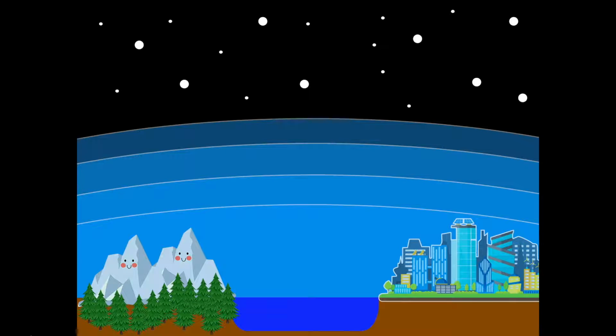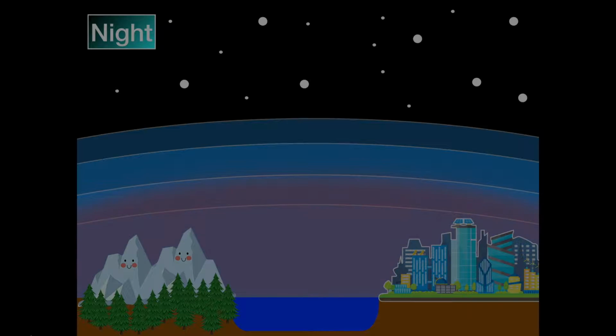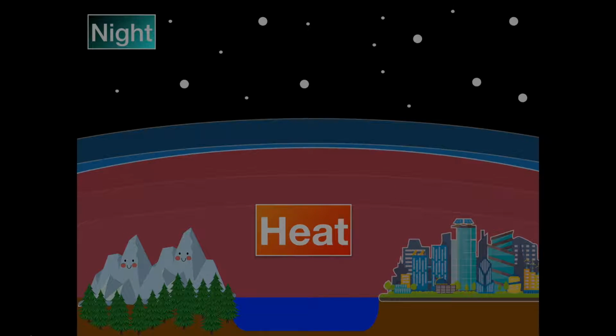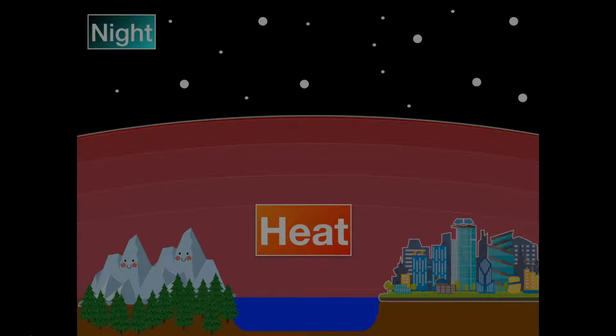Now, during the nighttime, some of the radiation goes through and penetrates, and the atmosphere is going to act like a blanket to trap in all the heat that we need to keep us warm at night.